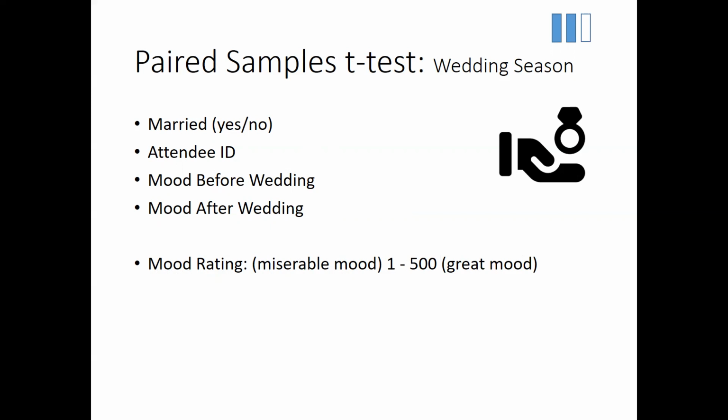So we measured their moods before the wedding and their mood after the wedding. And really the only grouping variable we have, or not really grouping variable, but just comparison variable, is whether or not they're married. Does anyone want to make a hypothesis?